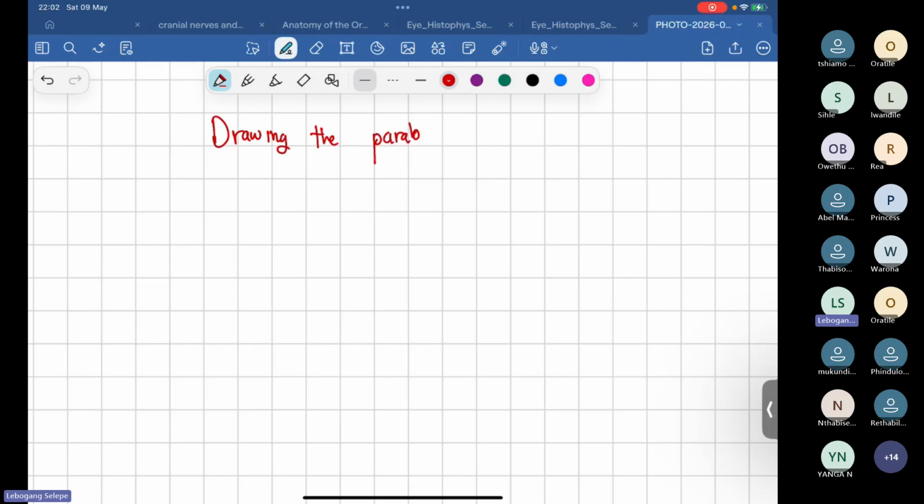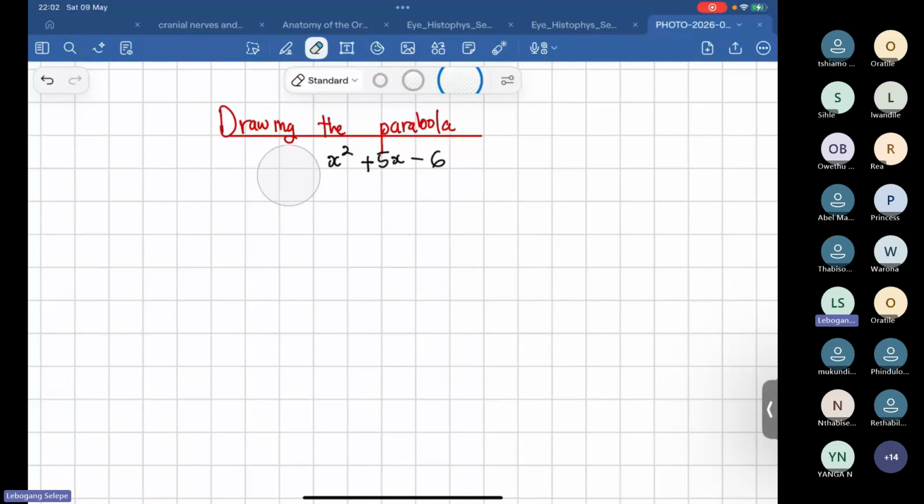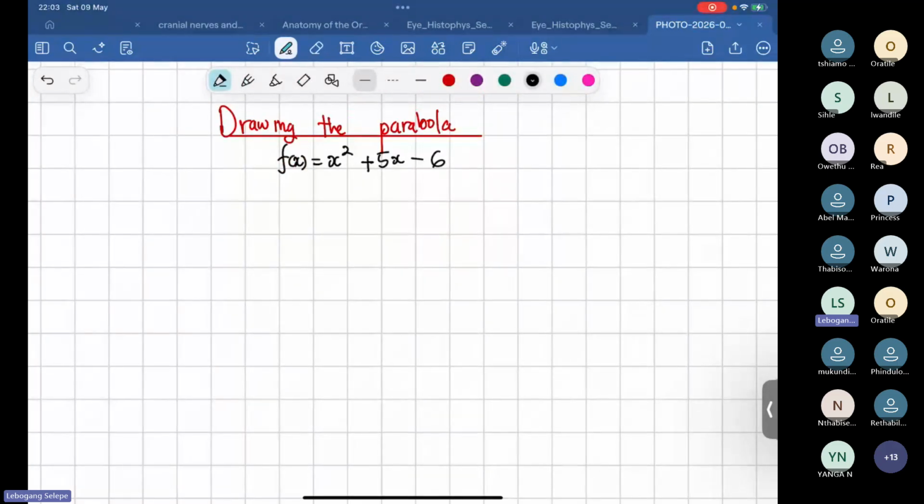the parabola. What is it that you need in order to draw the parabola? Let's say I give you an equation and I say to you, given that y is equal to x squared plus 5x minus 6. Let me make it more interesting and say it's f of x. I say to you, f of x is equal to x squared plus 5x minus 6. And then I say to you, draw that graph.